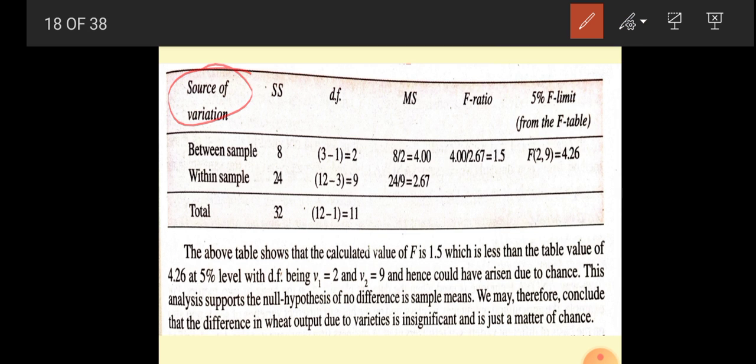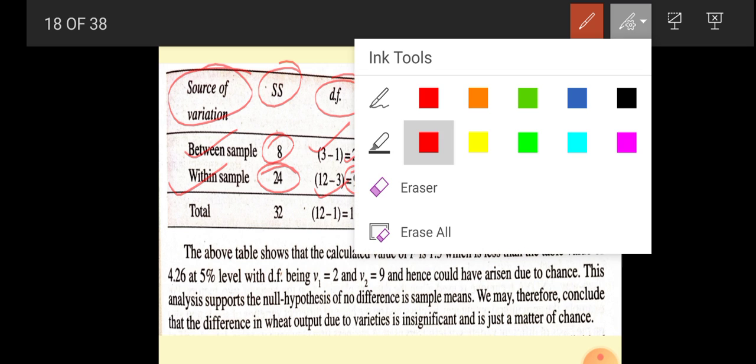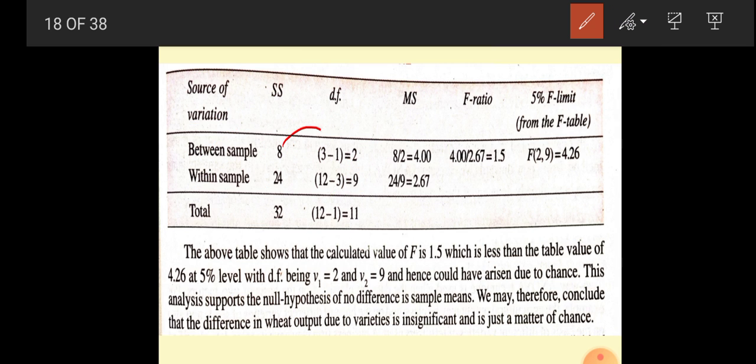We have to write the source of variation: between sample, we have got 8, and within sample 24. Degree of freedom is k minus 1, so 3 minus 1, that is 2, and degree of freedom within the sample is n minus k, so 12 minus 3, that is 9. Now mean square means SS divided by df. So 8 divided by 2 we have got 4, and 24 divided by 9 we got 2.67.